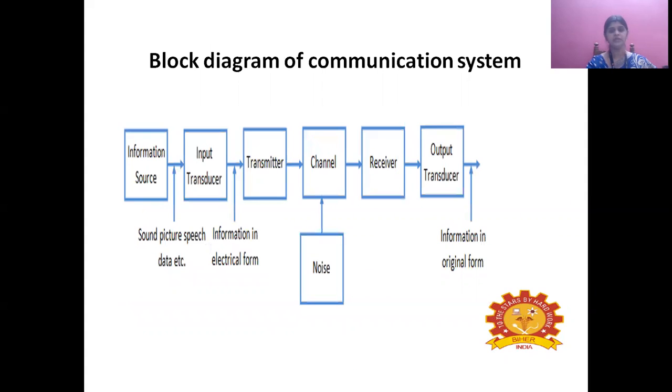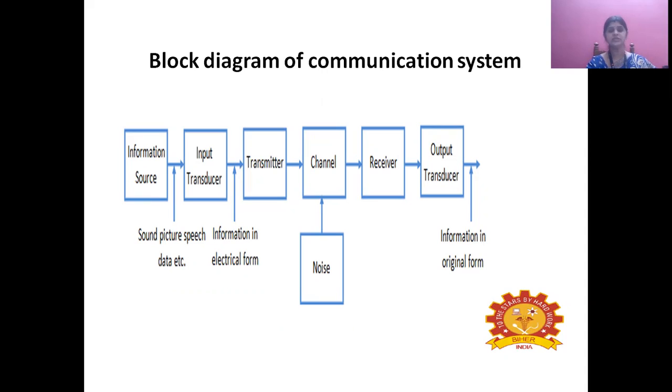This is the block diagram of the communication system. Information source, which is used to generate the information. The information may be either sound, picture, speech, data, etc. This information is first given to the input transducer. The function of the transducer is to convert the information into an electrical signal. This electrical signal is given to the transmitter.